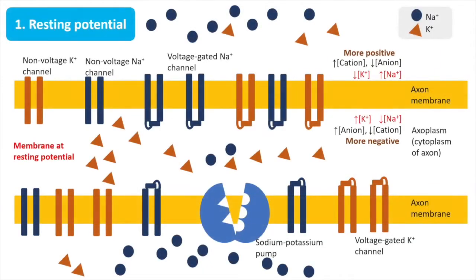The first event is resting potential. In resting potential, membrane is not transmitting impulse. The inner membrane is more negative compared to the outer membrane. The voltage-gated sodium ion channels and voltage-gated potassium ion channels are closed.